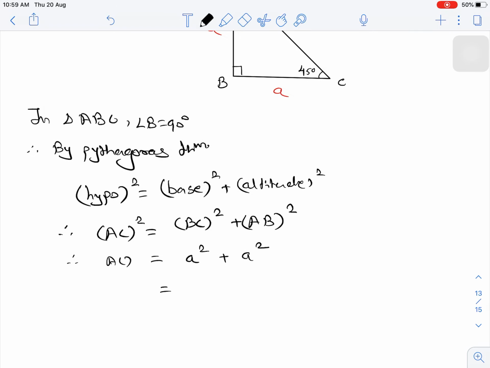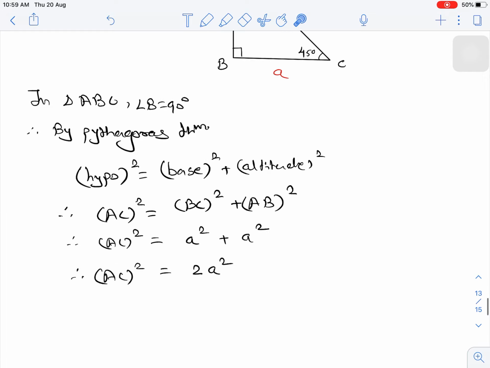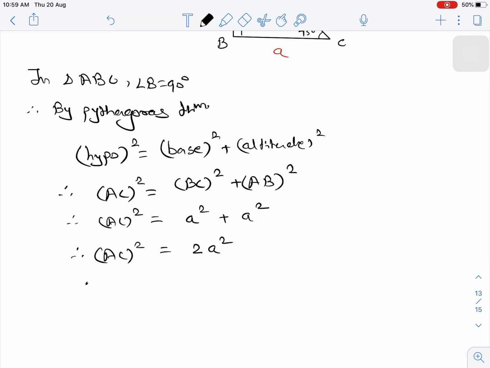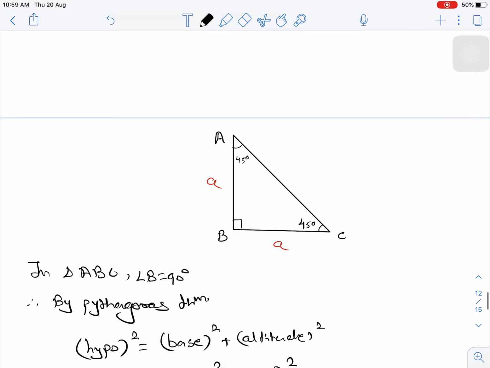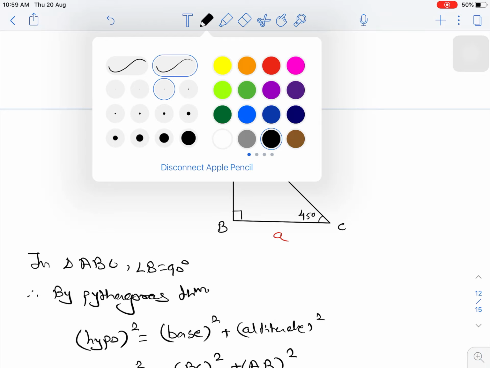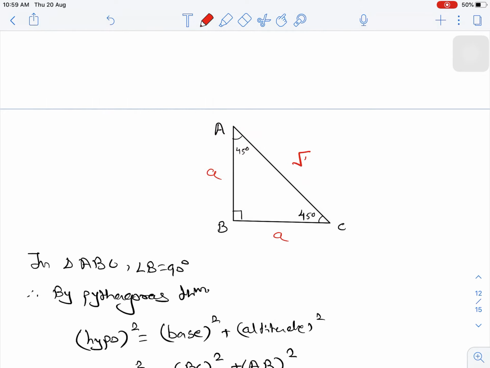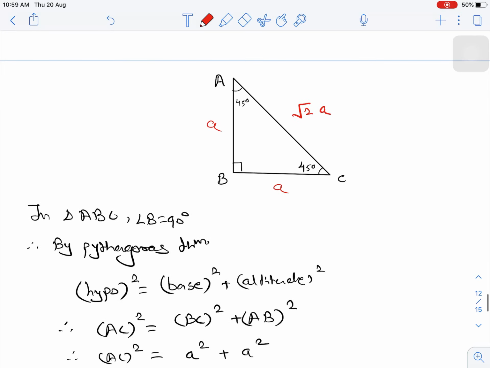So therefore AC square equals 2a square, sorry, it will be 2a square. But we don't want this in square form, we simply want AC. Therefore by taking square root on both sides, you will get AC equals root 2 a. Now we have all the values, so let us write the value of AC as root 2 a.